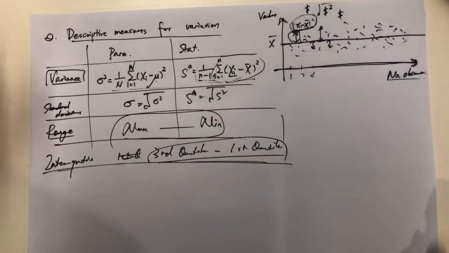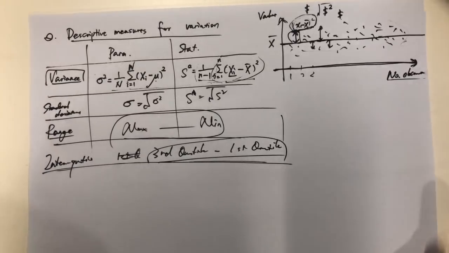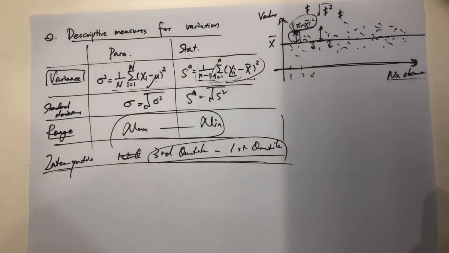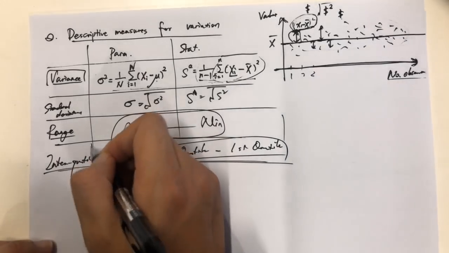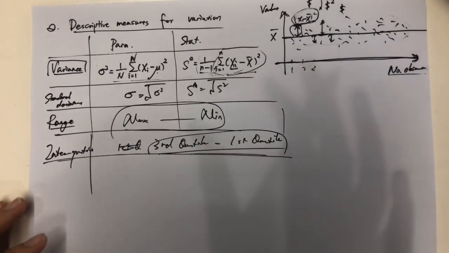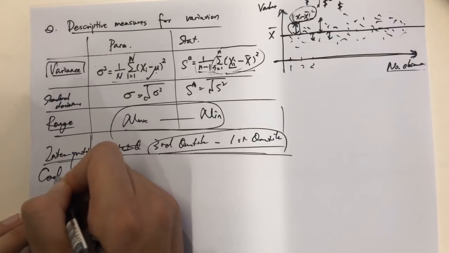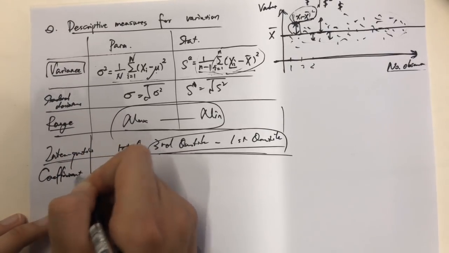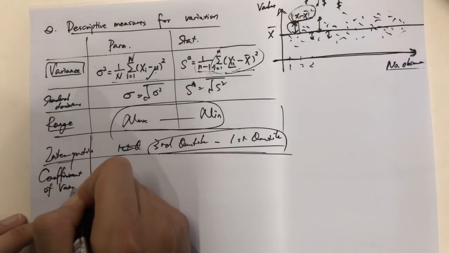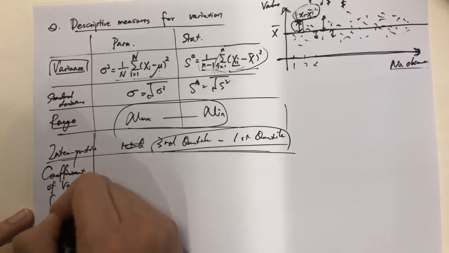But the last thing is the most important, and it's probably new to a lot of our students, which is called the coefficient of variation, okay? Coefficient of variation, also called CV.